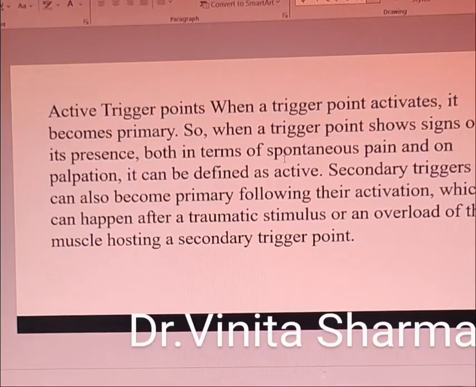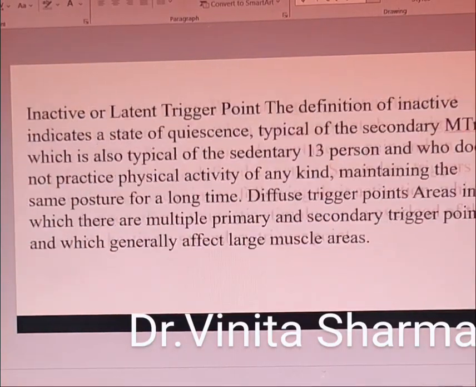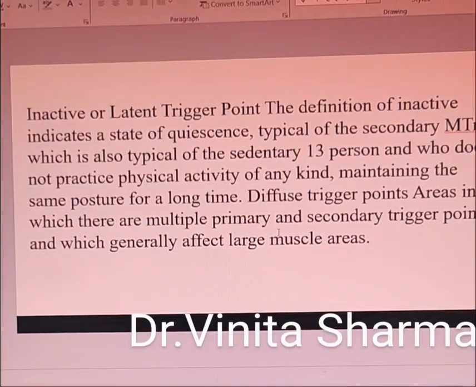pain. Secondary triggers can also become primary following their activation, which can happen after a traumatic stimulus or overload of the muscle hosting a secondary trigger point. And the next one is inactive or latent trigger point.